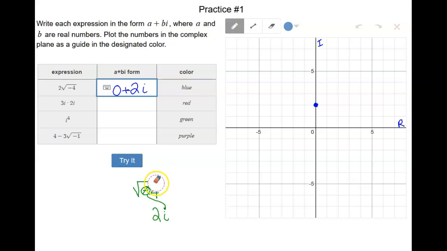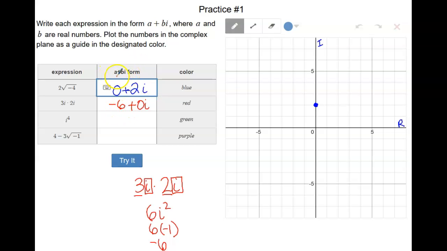So for the second part, we have 3i times 2i. We're just going to multiply the numbers together, which gives us 6. And then if we multiply the i's together, we get i squared. And remember that i squared is the same thing as -1, so this is the same thing as 6 times -1, and 6 times -1 is -6. So this would be -6, and this part is a real number, but we're missing the imaginary part, so we would put plus 0i because we want to write it in a plus bi form.